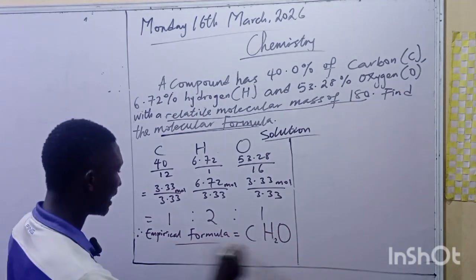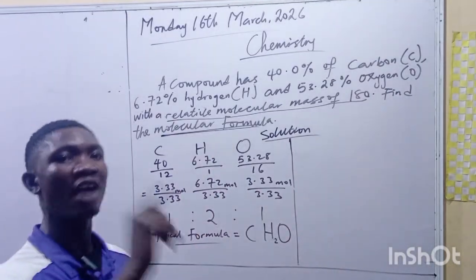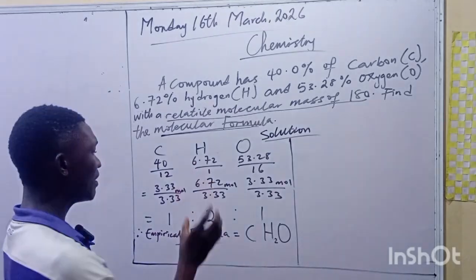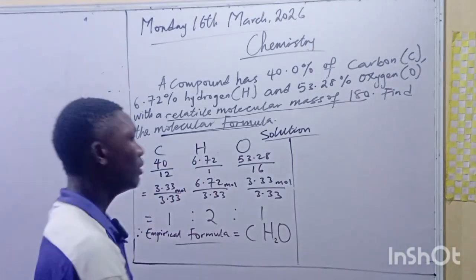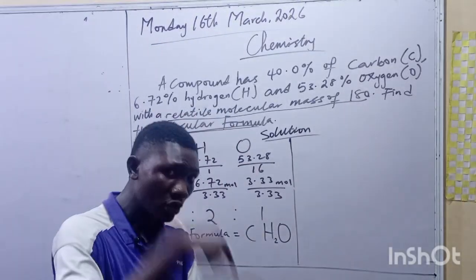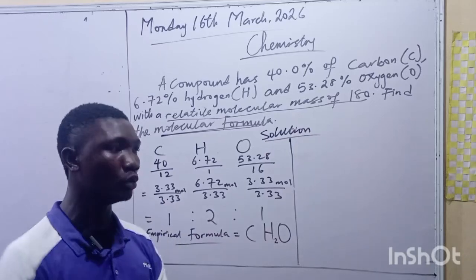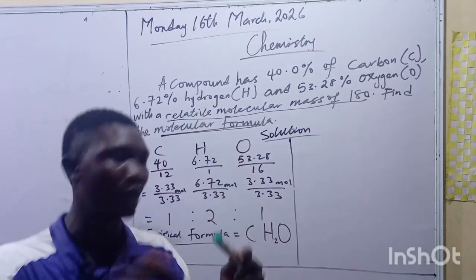Now that we have gotten the empirical formula, this is not the question. We have to find the molecular formula. Now that we have gotten the empirical formula, it will be easier for us to get. Now, what is molecular formula? Molecular formula shows the actual number of atoms. The actual number, not the simplest whole number ratio. The actual numbers of each atom of element in the compound.